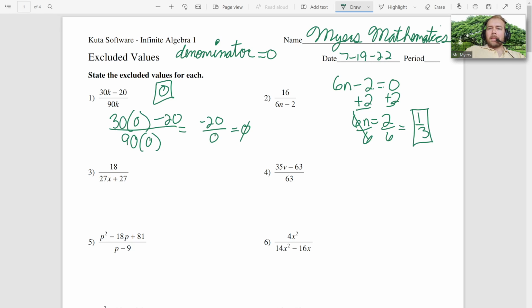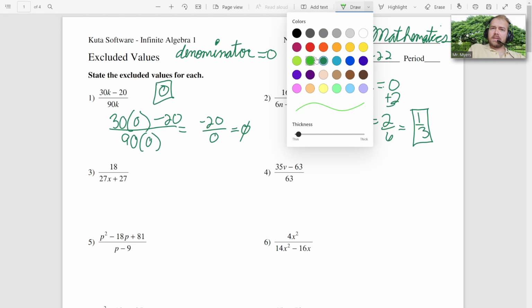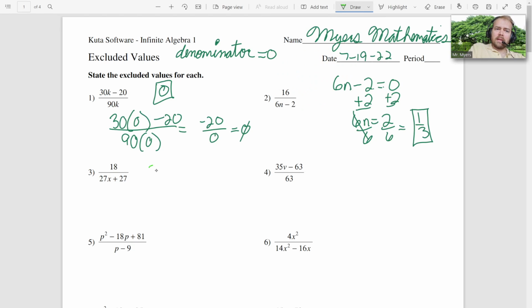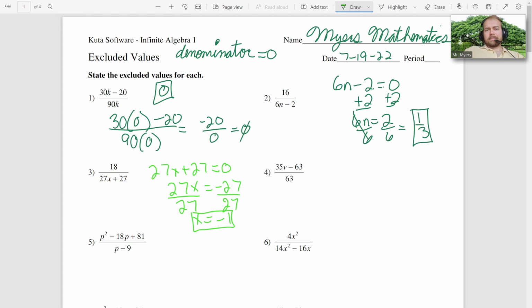Okay. So the answer to number 2 is 1/3. Right? And that's really it. You just set the denominator equal to 0 and solve it. Okay? So, I mean, obviously, it gets a little bit more nuanced than that. I mean, if I do this one, it's not that different. Okay? I'm going to go ahead and skip the in-between steps. I would subtract 27 on both sides. Divide both sides by 27. I did show that step. I don't know if I meant to or not. x equals -1. So that's the excluded value, right?